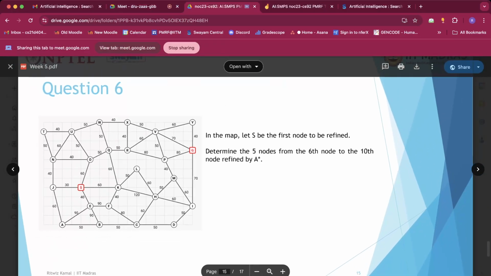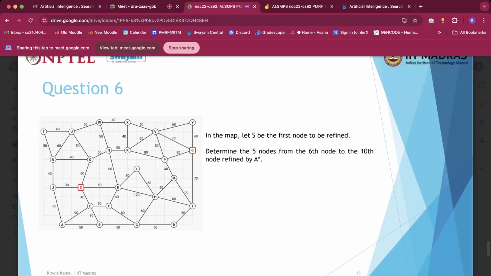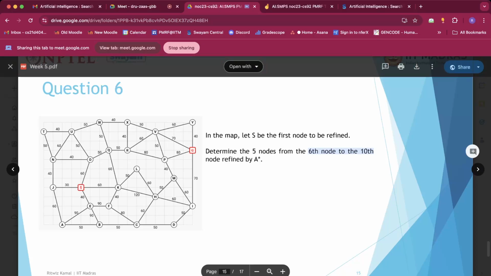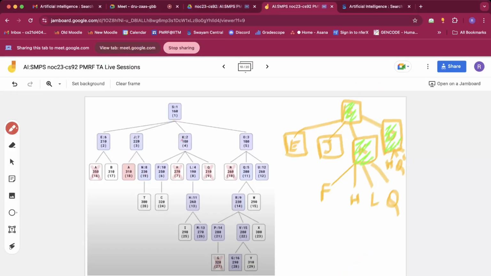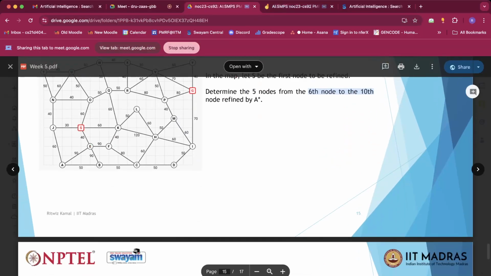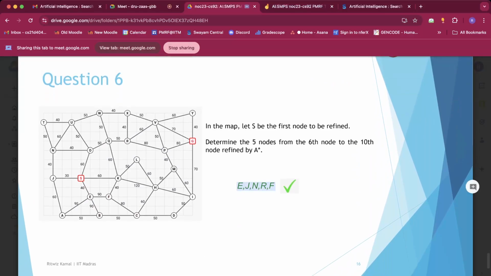So the question told us to determine the 5 nodes, from 6th to 10th nodes, that were refined by A star. If we go back to our search tree, the first node to be refined was S, followed by K, then O, then L, and finally Q. Now comes the 6th to 10th node. The 6th node that was refined was E, followed by J, N, followed by R and then F. So our answer should be EJNRF. Let's have a look. And that is our answer, E, J, N, R and F.